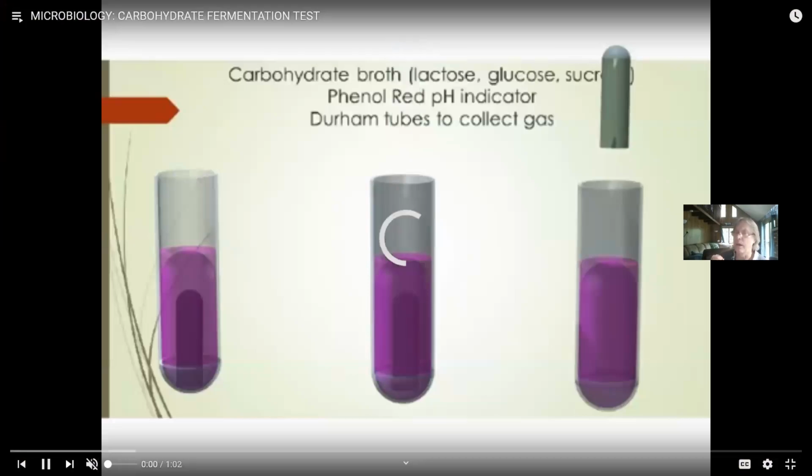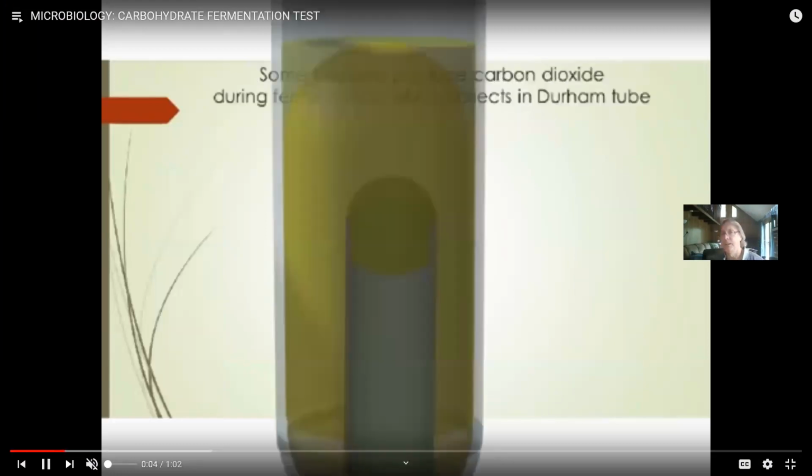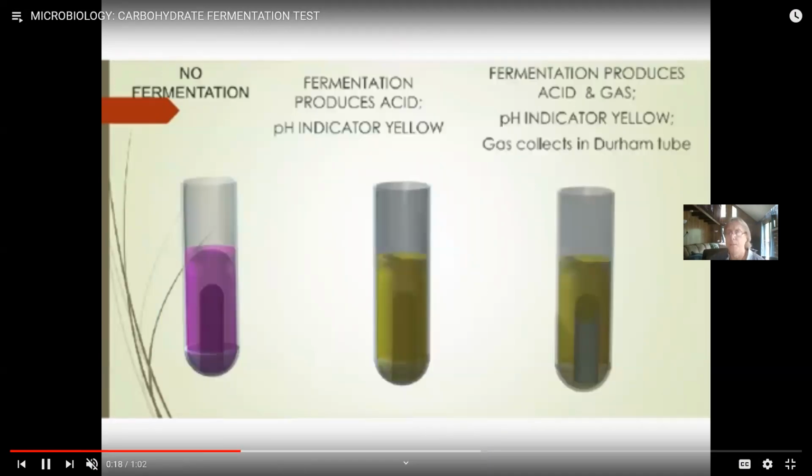some bacteria can use one sugar as a metabolite and break it down, while a different type of bacteria might not. And so if you add bacteria to a sugary sample, they might be able to digest it, which would change the color of the pH indicator, turning it from pink to yellow, or maybe even accumulate a gas bubble. And this could be used then to identify the bacteria.